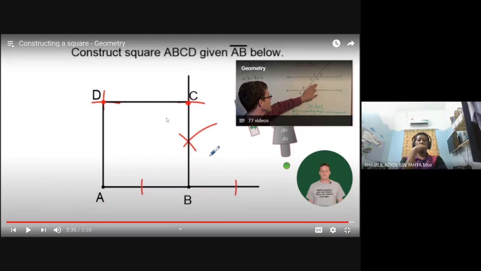Okay, so that is how we construct a square. Okay, next is a video of a regular hexagon. This is the most important. Usually comes out in the exam. Okay, so focus on this one.